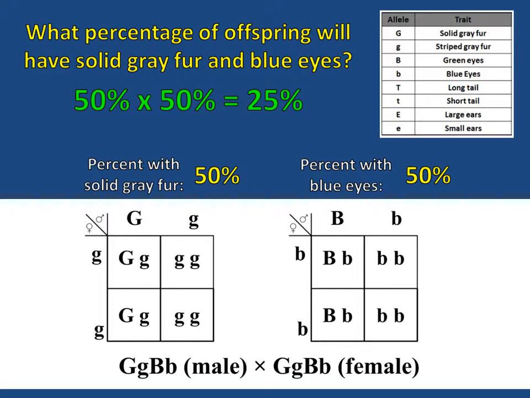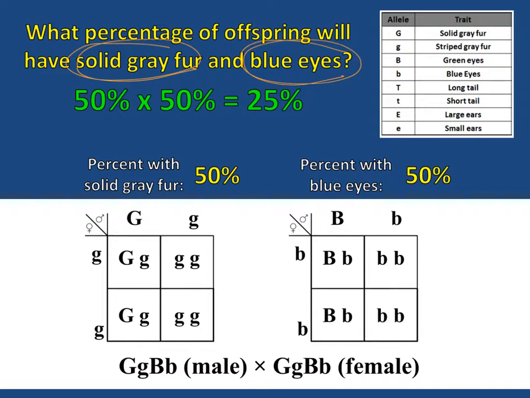Alright, so the last problem is dealing with percentages. It says, what percentage of the offspring will have solid gray fur and blue eyes? So the two traits that we only need to worry about is solid gray fur and blue eyes. In this Punnett square here are only G's. The G's represents the color of the fur. And in this Punnett square here represents the eye color. B's.